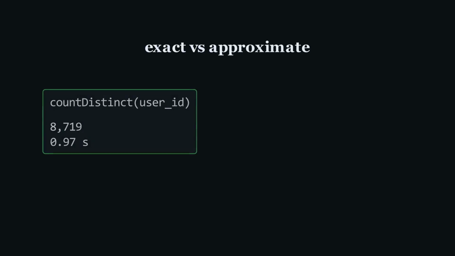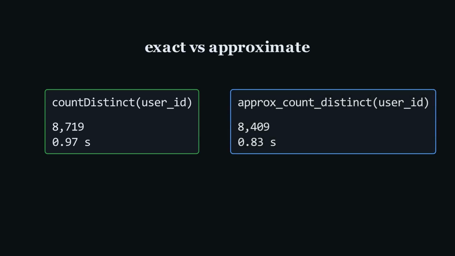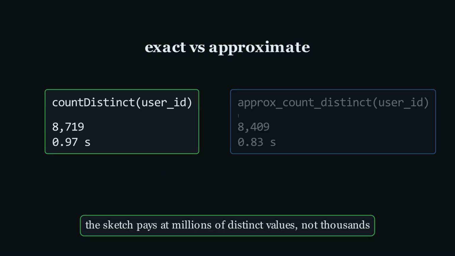Second ambush, and this one cuts both ways. countDistinct on user ID gives 8,719 in 0.97 seconds. Approximate countDistinct gives 8,409 in 0.83, 3.5% off, and on this table barely faster at all. That is the honest result. The sketch earns its keep when the distinct count runs into millions, not thousands. So measure your own data before you trade accuracy for speed.